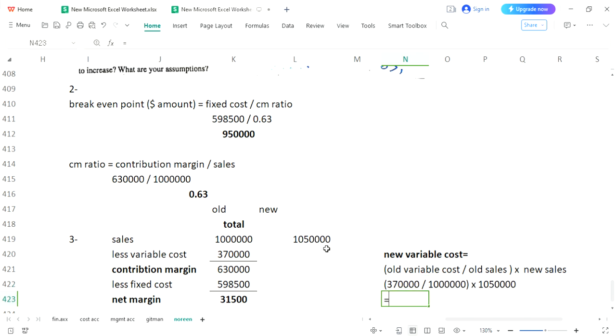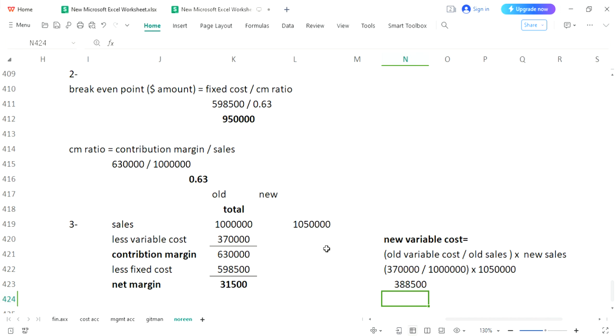It's time to put it on your calculator. Start with bracket. 3,70,000 was the variable cost. Okay, and it was going to be divided by 1 million and multiply it with 10 lakh 50,000. So here we have our new variable cost.